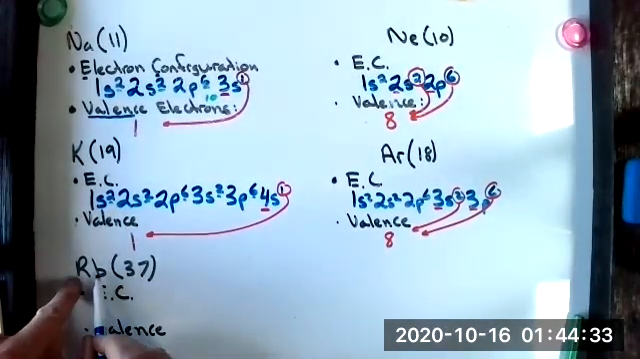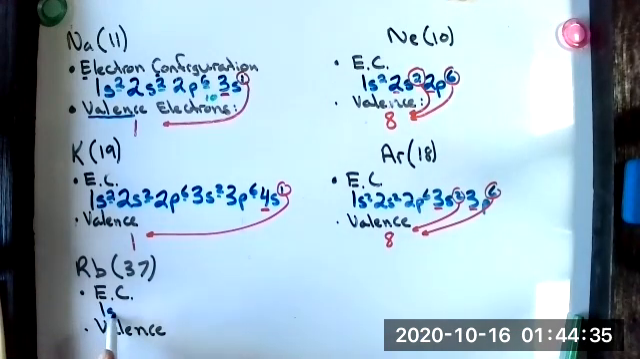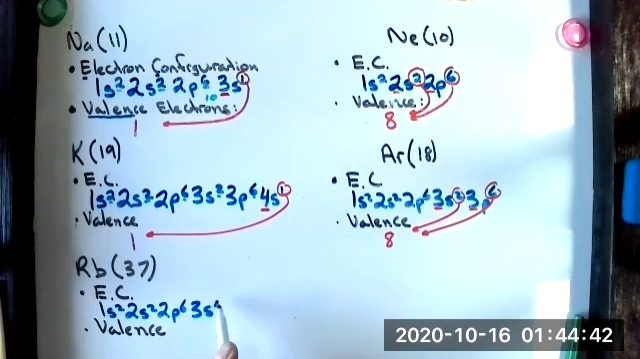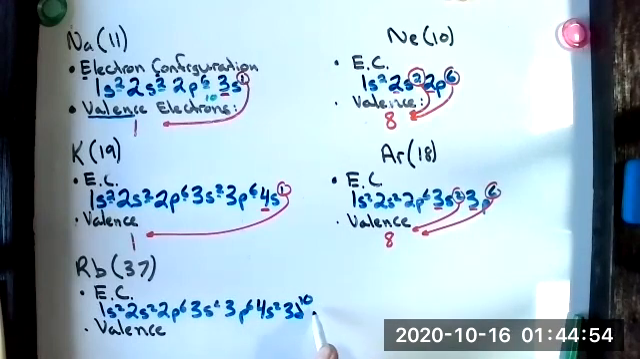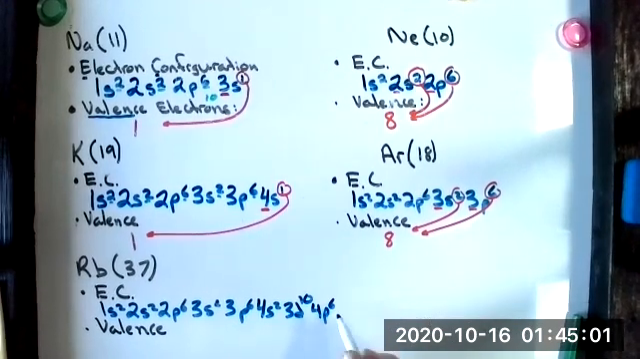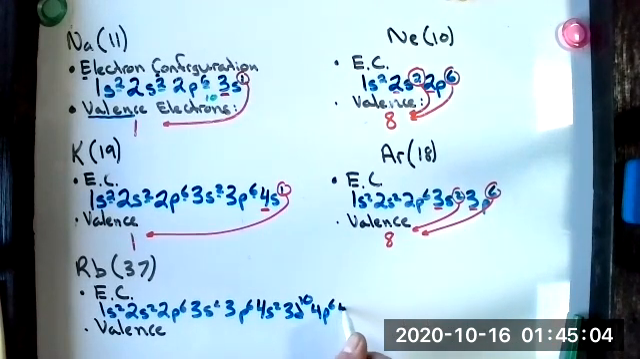When I start to figure out his configuration, I get 1s2, 2s2, 2p6, 3s2, 3p6, 4s2. Holy crap, this is a big one. 3d10, 4p6, and holy smokes, you better have a 5s1. Whew.